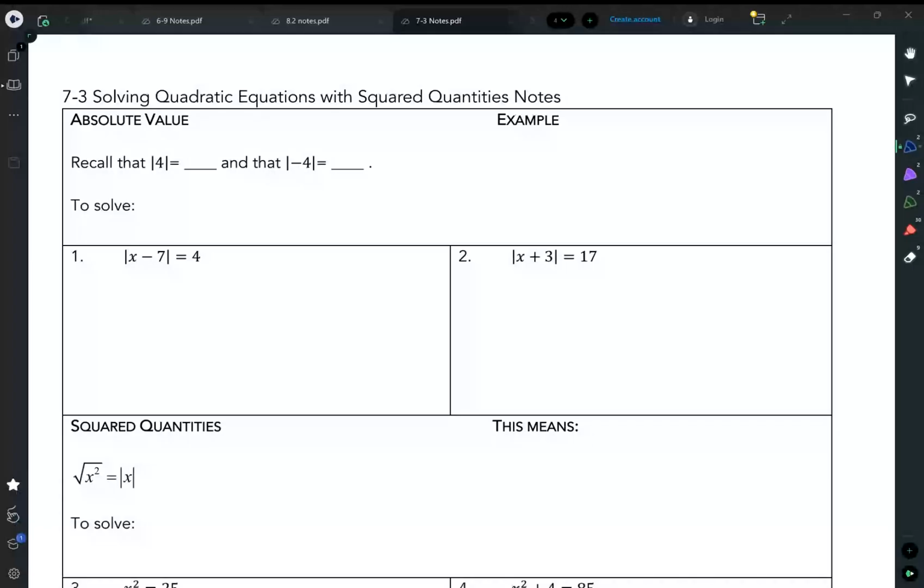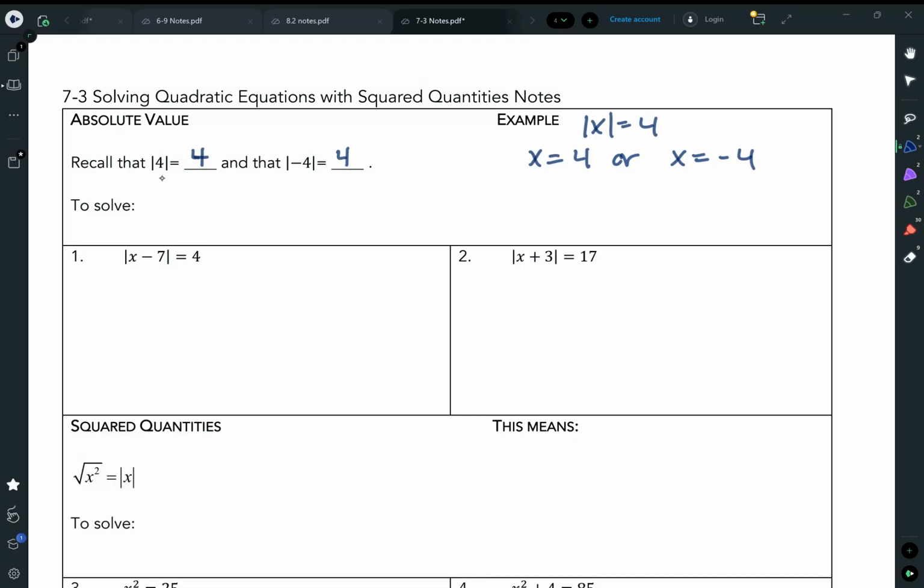So to start out our solving, first we're going to go back and review absolute values. So recall that the absolute value of 4 is 4. And the absolute value of negative 4 is also 4. So if we're going to solve something like absolute value of x equals 4, we know that we have two answers then. We have x equals 4 or x equals negative 4.